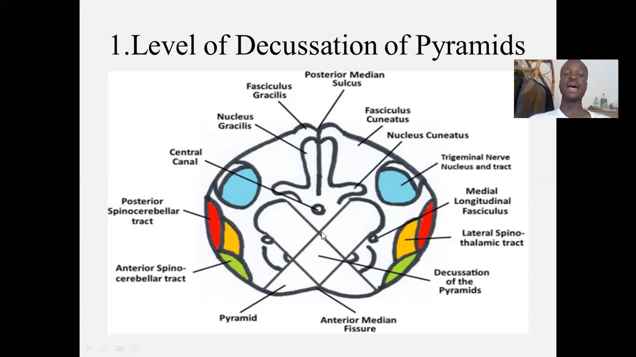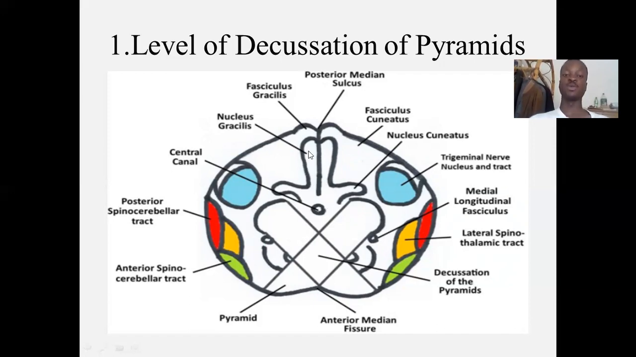of the pyramids, and this is the central canal. Right, the central canal actually being continuous, of course, with the fourth ventricle, and it's going to represent the lumen of the rest of the neural tube that did not form vesicles during embryonic life. It's actually going to be the central canal of the spinal cord.